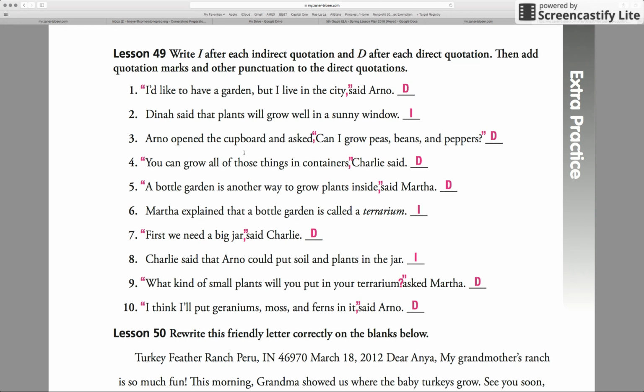So here we have our little clue word. He asked this information. Can I grow peas, beans, and peppers? Those are the words that he spoke. So we're going to put that in quotation marks. The comma here is going after asked, but before the quotation mark. And the reason why it goes before the quotation mark is because it's separating the beginning part of the sentence with what was said. And then you put a D in the blank. Go ahead and pause the video here and check numbers 4 through 10.